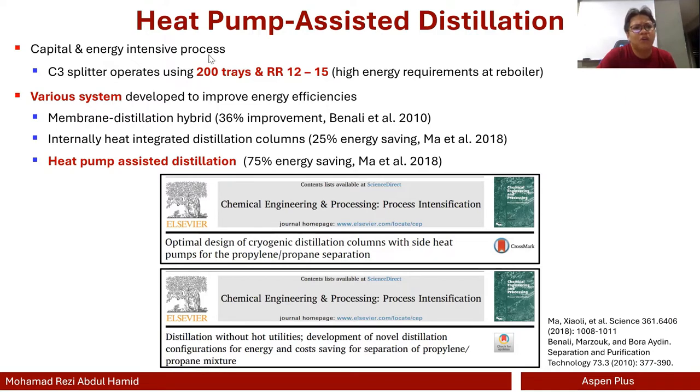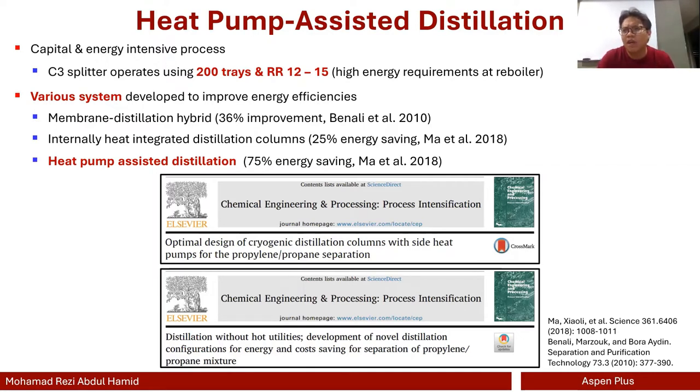Now, because we have 200 trays, when you go to a petrochemical plant, if you see one of the highest structures in the plant, or one of the highest towers or columns, most likely it can be a propylene distillation column or C3 splitter, or it could be a C2 splitter as well.